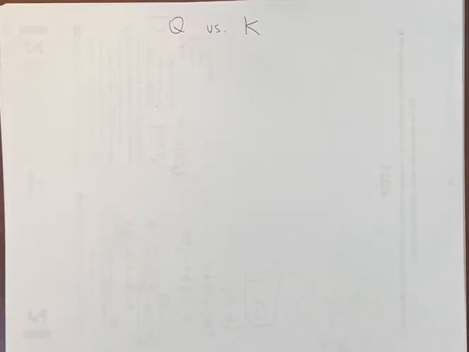Today we're going to look at a concept that you would definitely use a lot in your chemical equilibrium unit, and this is the relationship between Q and K. So let's clarify a little bit. What is Q and what is K? Q means the reaction quotient.